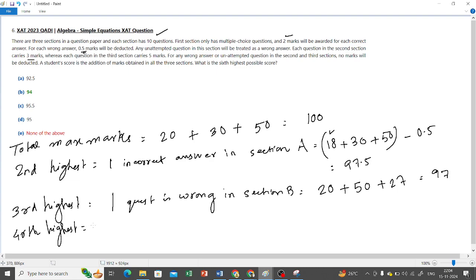Tell me, if anybody has any doubt. Okay, fourth highest is what? One question is wrong in section C. That means in section A all correct, section B all correct, section C one is wrong. So he attempted 9 questions. 9 fives are 45. So 95. Right? This is the maximum he can get.